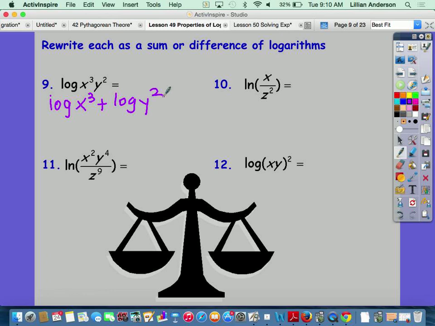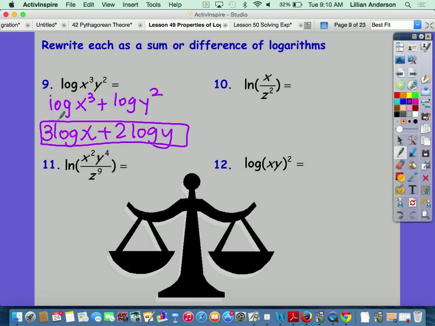I'm still not done because I gotta what? Put the 3 in front of the log. You gotta put it back to its original position. 3 log x plus 2 log y. That's right. I gotta bring down that power, and then it'll be fully expanded. It'll be the sum or difference of your logarithms, okay? So no powers, no multiplication, no division, if I'm trying to expand it. If I'm trying to condense it, it should be multiplication, division with powers.